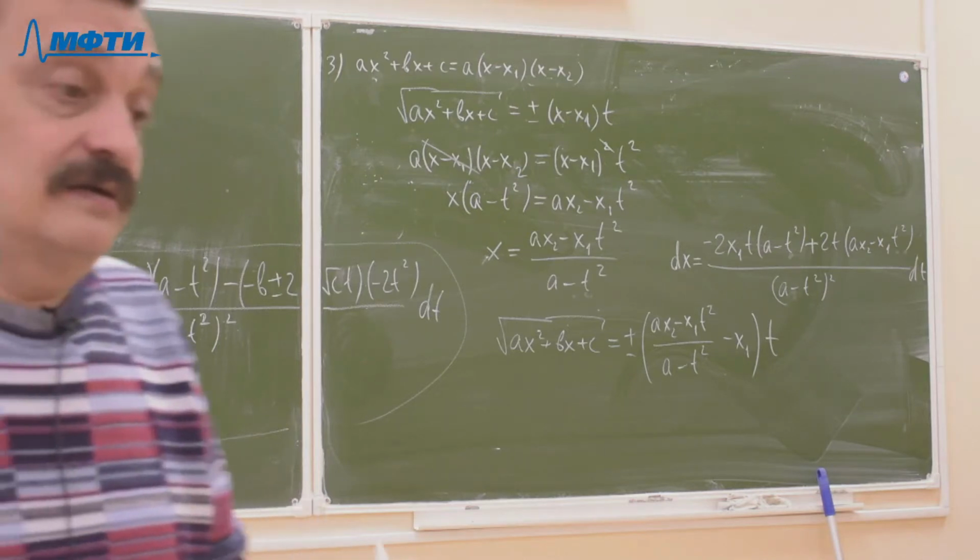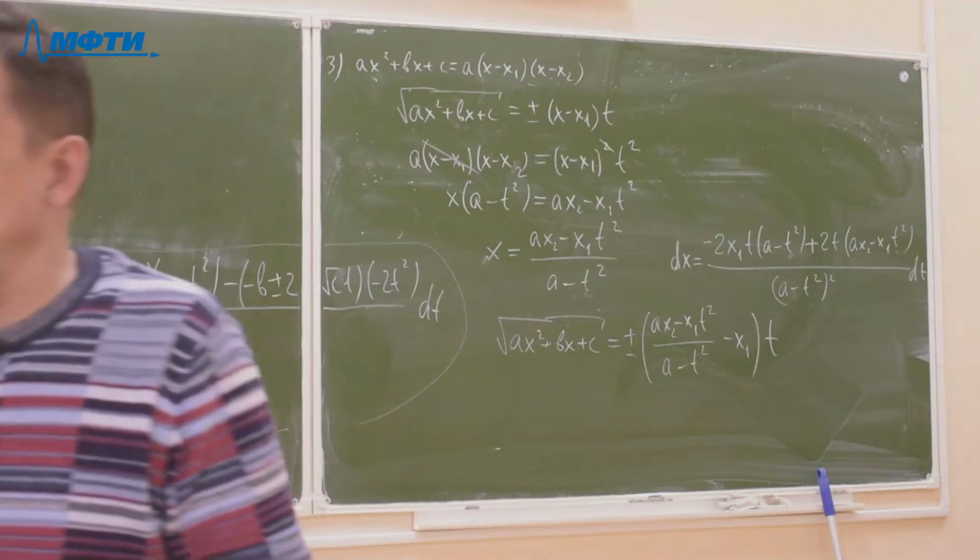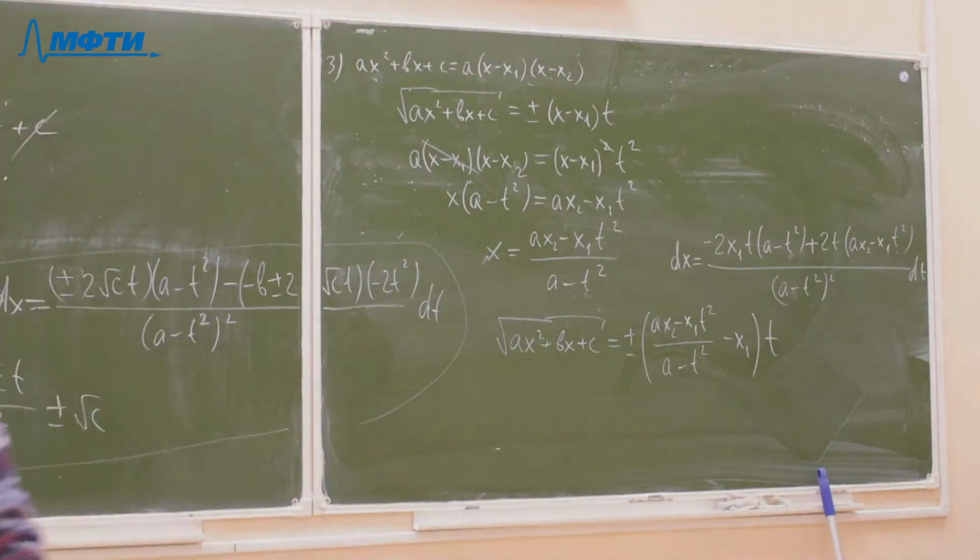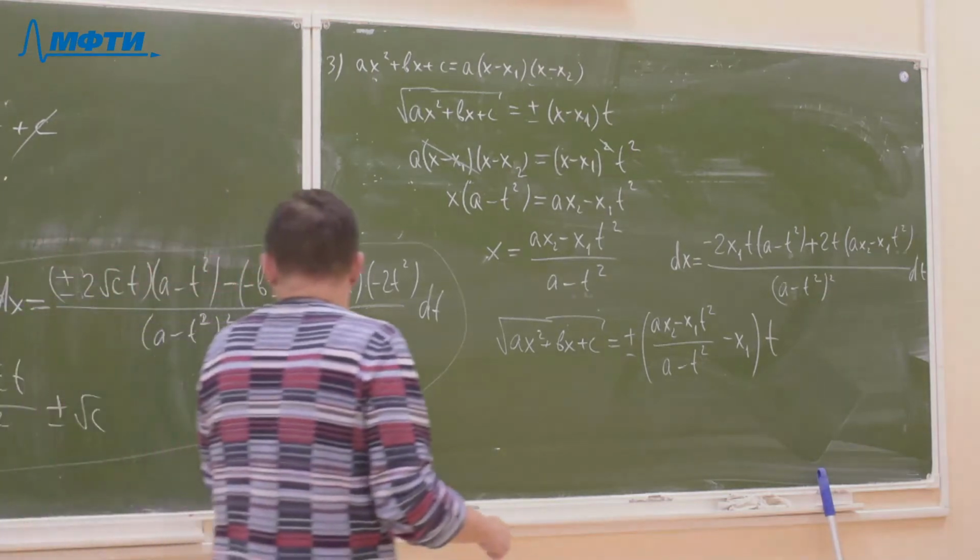And because of this, I mean, for the differential of the second substitution, the derivative of the denominator should be minus 2t, not minus 2t squared. Second substitution. Oh, yeah. Thank you.